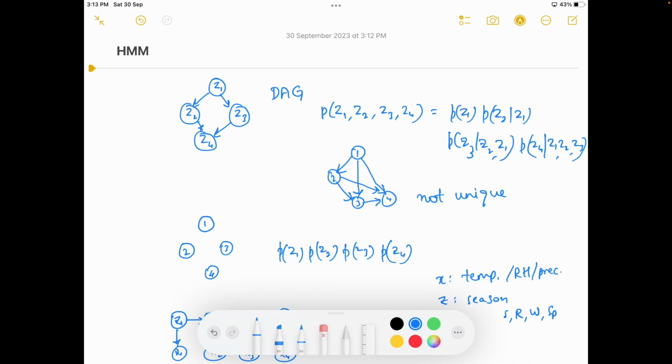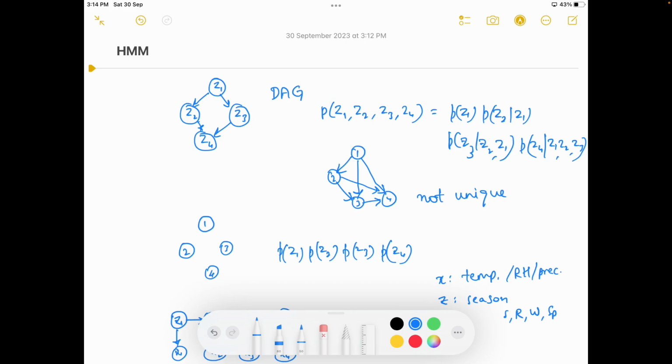Let's consider Z4. If I am given Z2 and Z3, can I say that Z4 is independent of Z1? Yes. So P of Z4 given Z2, Z3, Z1 can be written as P of Z4 given Z2, Z3, because it is independent of Z1.